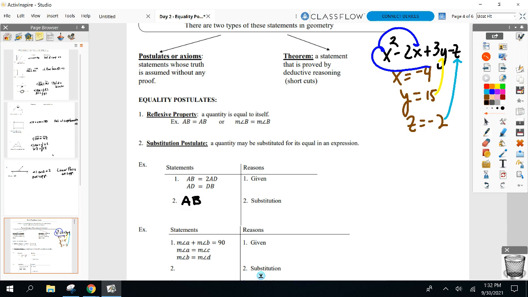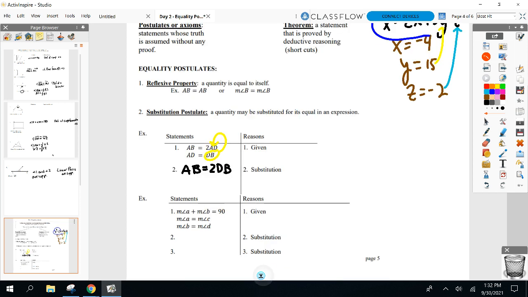Good job. AB is also twice the length of not only AD, but DB. And if you're wondering where Greg got that, he's like AD equals DB. So anywhere I see AD, I'm going to plug in, substitute in DB. Everyone see the substitution being applied? Any questions?